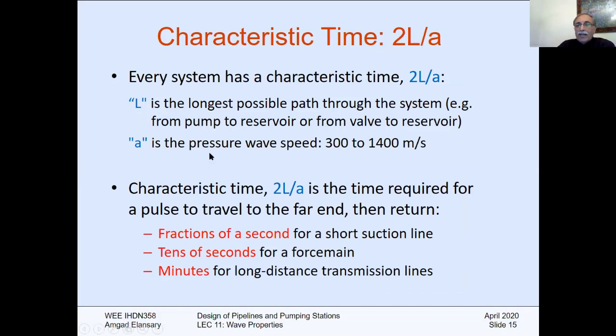Over A, where A is the pressure wave speed, regardless if it is plastic, 300, or if it is steel, 1400. So the characteristic time, 2L over A, is the time required for a pulse or a wave to travel to the far end, then return. Far end means from the initiation of the wave, which is a valve for example, up to the tank and then back to the valve one more time.